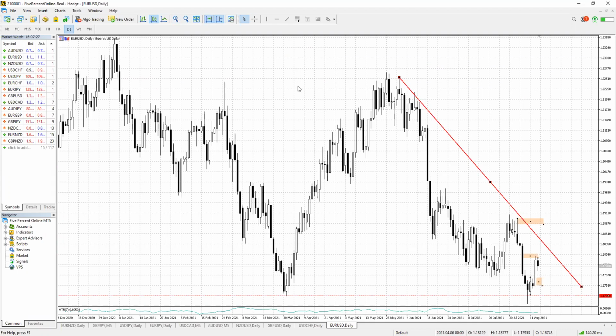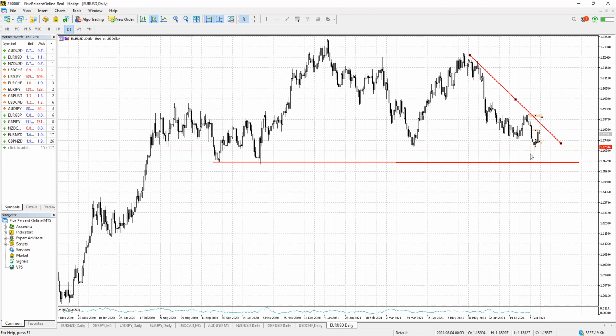So that's for the Euro USD. My bias is long-term bullish, okay, on the Euro USD. So if we go down, I will look for buying opportunities. If we test that demand, I would keep buying.